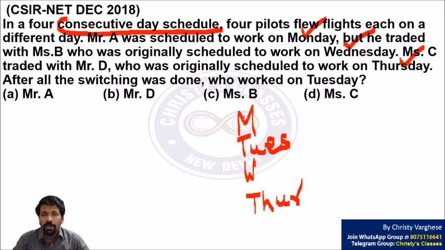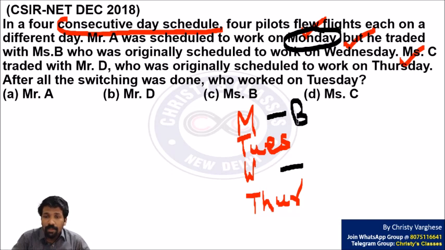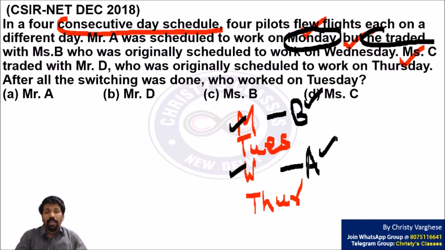Now A was scheduled to work on Monday, but he traded with B, who was originally scheduled to work on Wednesday. That means B was supposed to work on Wednesday, but B is trading that schedule with A, who was scheduled to work on Monday. That means B will take Monday schedule, A will take Wednesday schedule. That is the meaning of trading with B, interchanging their schedule. So after interchanging, Monday B will be working, Wednesday A will be working.